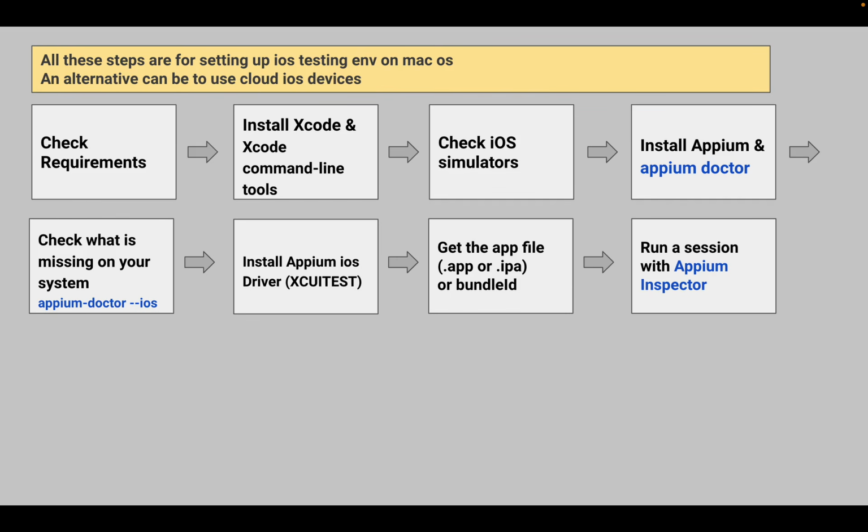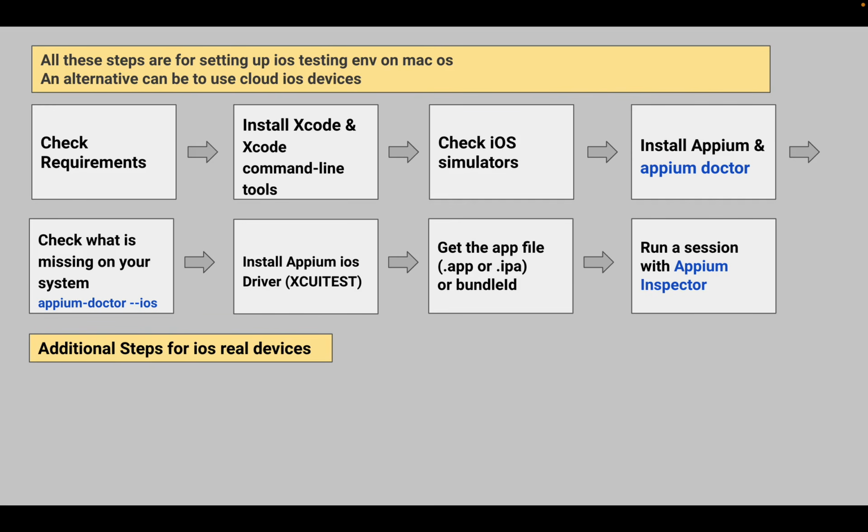Then we will start Appium Inspector and run a session with it to verify that we are able to use our device or simulator, that we are able to connect it with an Appium session, and that we are able to use our application on our iOS devices or simulators. So these steps will complete the process of doing the entire iOS setup and using a simulator.